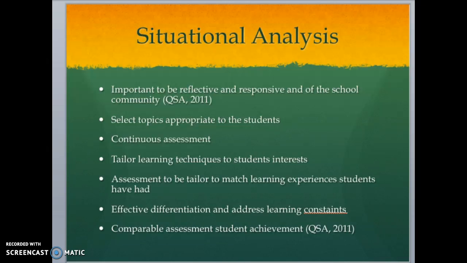unique to a particular place. For example, the region that I've been looking at has a lot of downturn, so we have to be aware of what they may have missed out on in comparison to metropolitan areas. And it also allows for comparable assessment of the students' achievement.